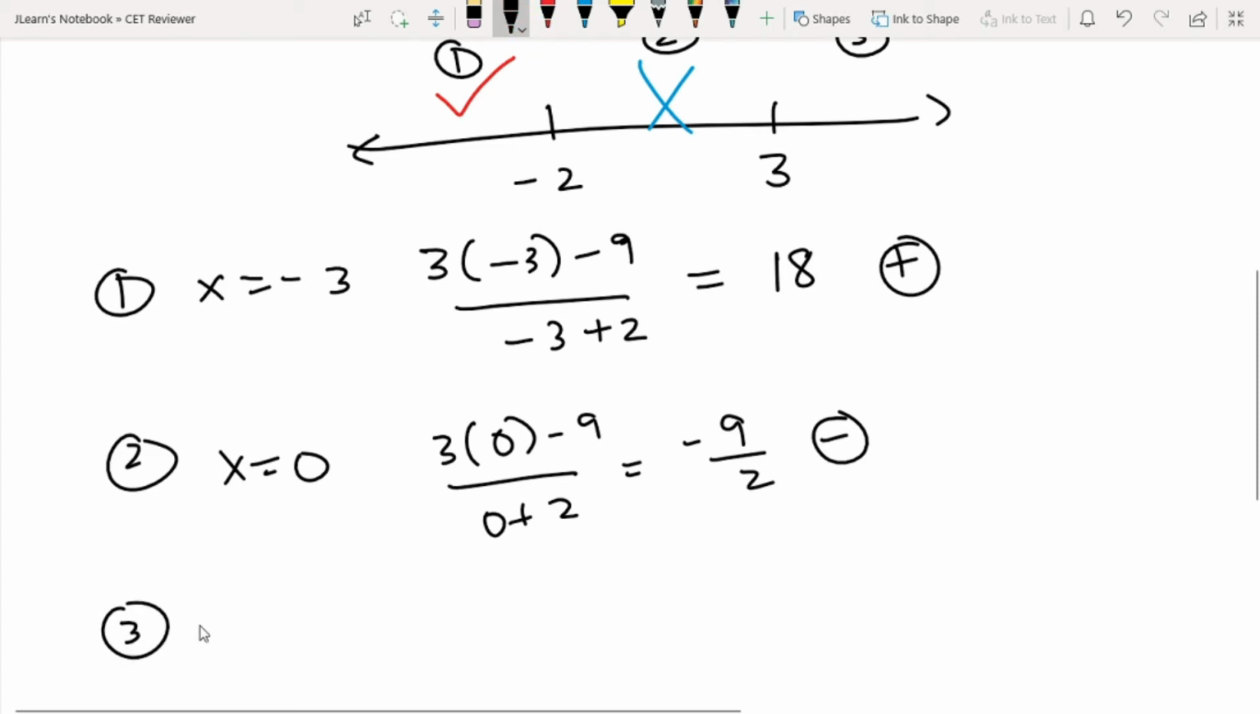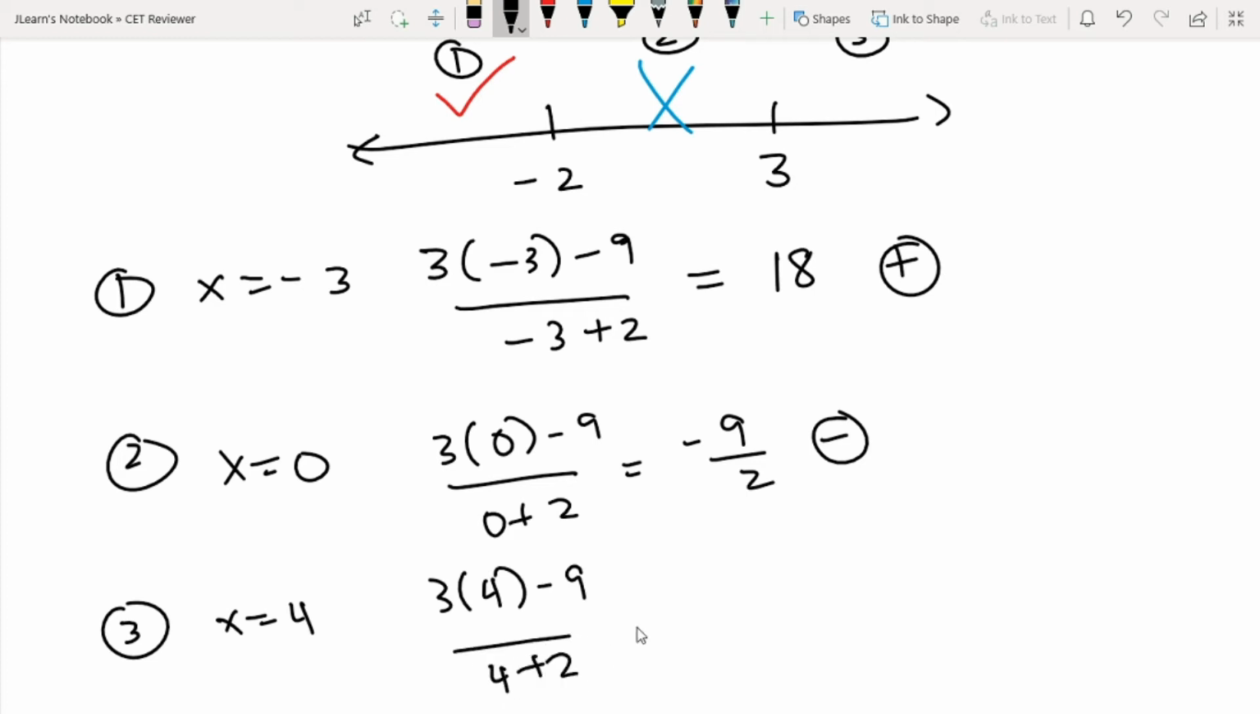And last region is yung region 3. So, let's say any number greater than 3. Let's say x is equal to 4. So, 3 times 4 minus 9 all over 4 plus 2. Ito ay equal sa 12 minus 9, 3 all over 6. This will be 1/2 and this is positive. Meaning, yung region 3 ay kasama sa ating solution.